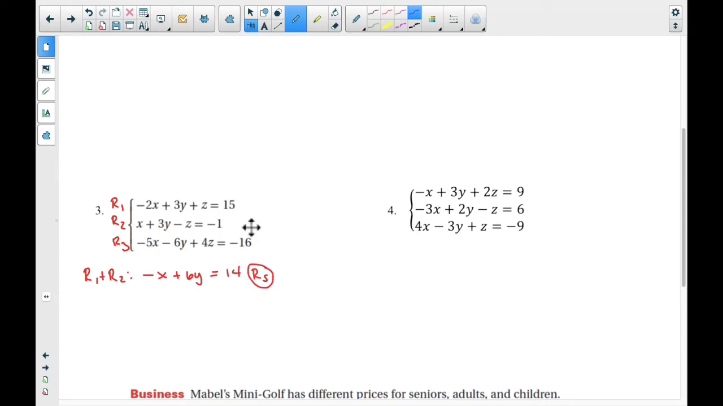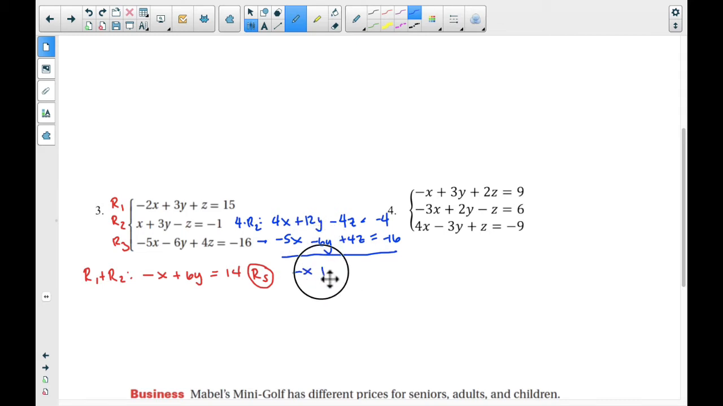And so perhaps I could take 4 times R2 and multiply that and get rid of that with R3. So I'm going to take 4 times R2. That gives me 4x plus 12y minus 4z is negative 4. And now I'm going to add that to the line below, that's R3. If I add these two together, I'm going to get a negative x plus 6y. My z's cancel out, and this comes out to be negative 20. I'm going to call that R5. I'll call this R4. I skipped R4 in my numbering.